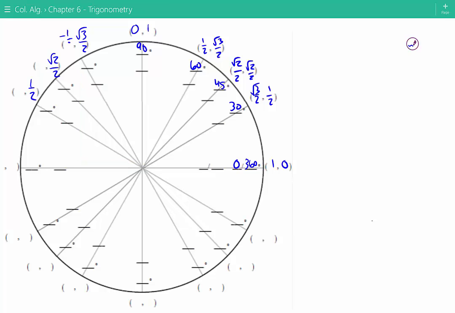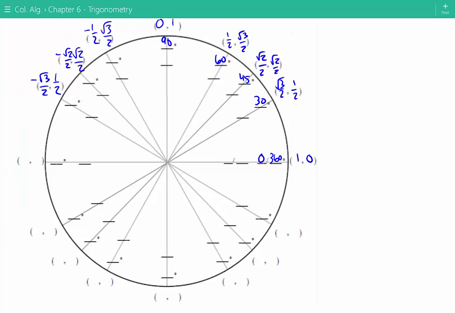So it's just negative 1/2. You just change the sign on the x values from the first quadrant right here. So this would be back square root of 2 over 2, and this would be back negative square root of 3 over 2. Now you just follow that same reasoning to get to these down here.